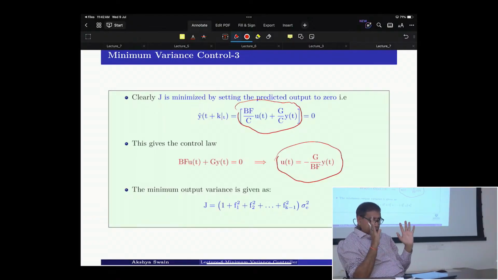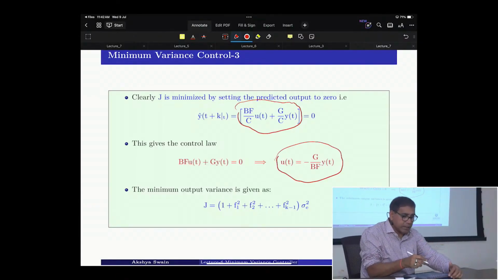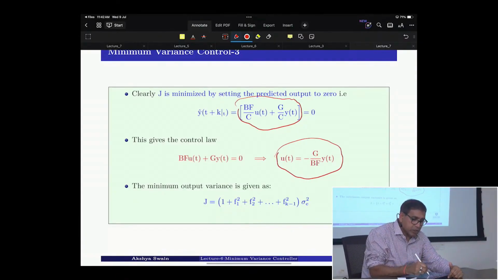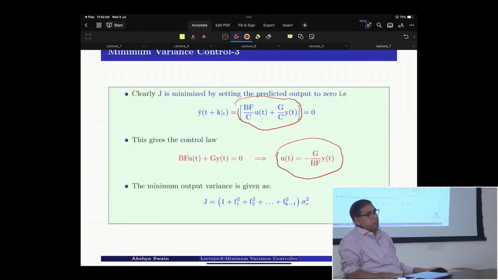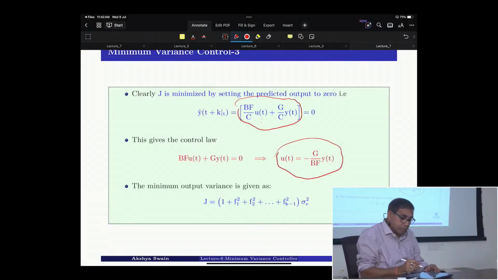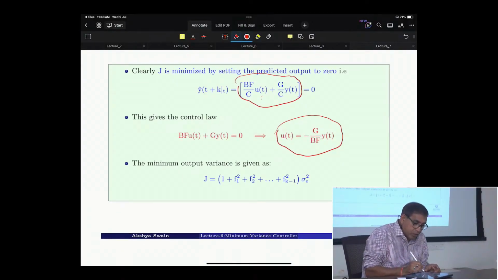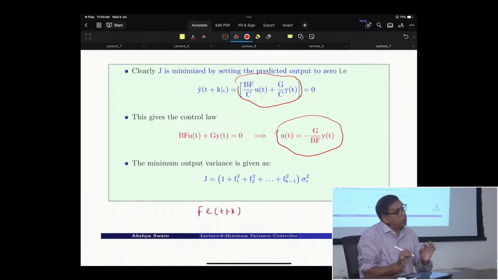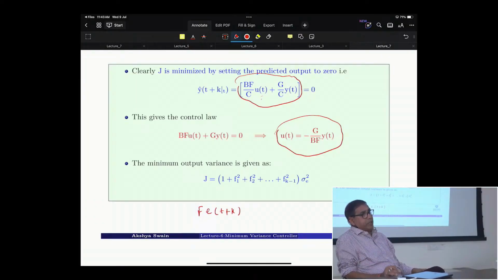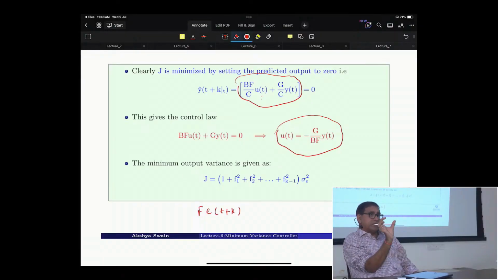So what he did, whatever part he predicts, okay? So this particular part, he made that particular part 0. And if you do these things, you cannot eliminate the rest, the output y will be F E(t+k), which will always remain. E is the noise, F is a polynomial, so that particular part will always remain.